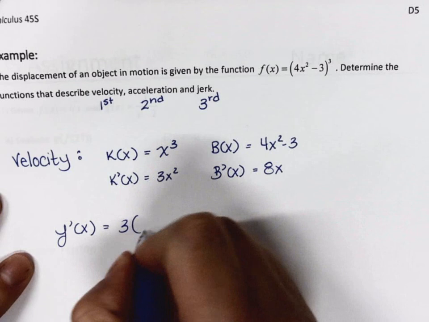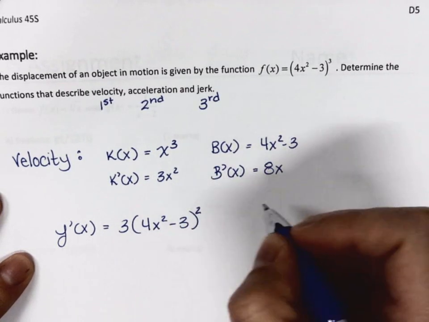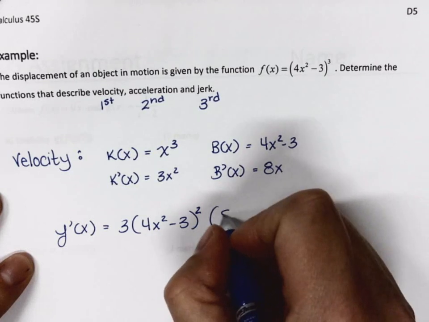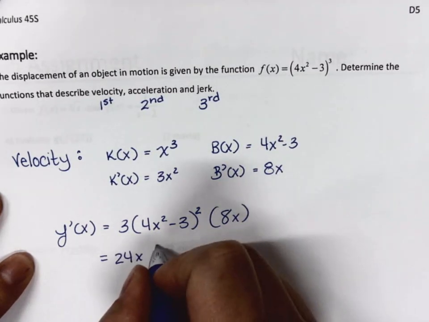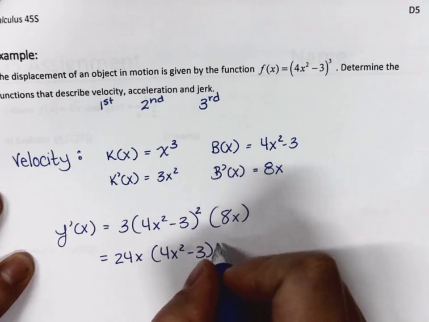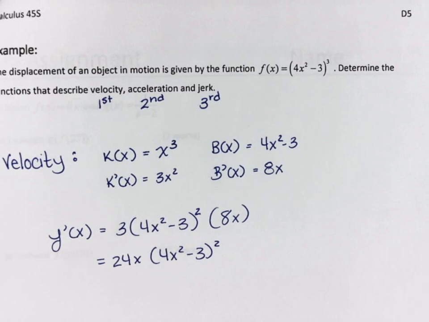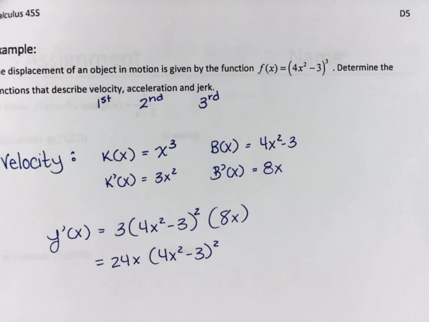So we're going to have 4x squared minus 3 squared times 8x. Okay, so we just found the equation for velocity.